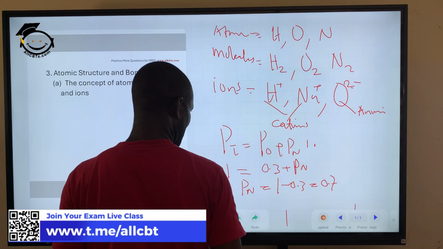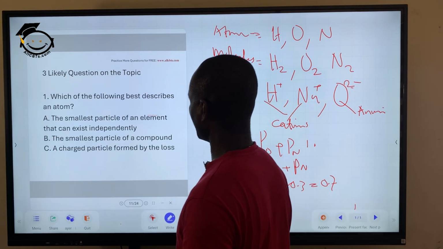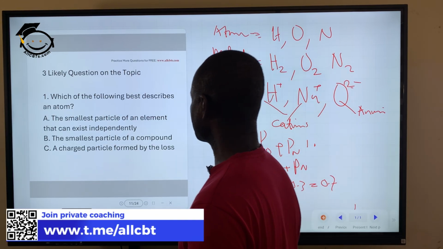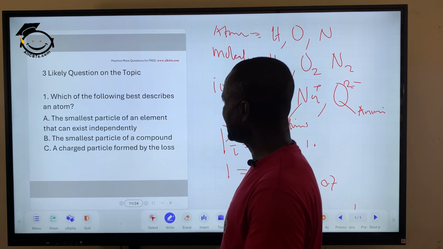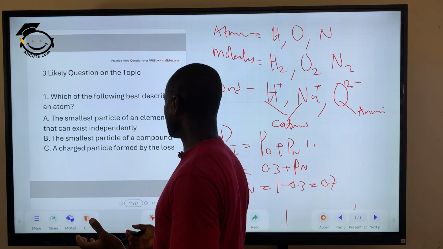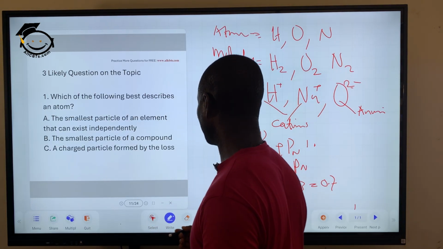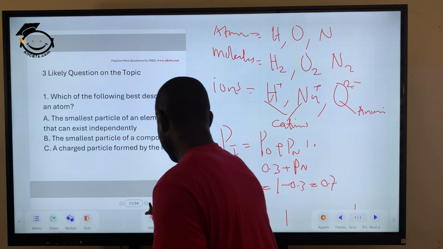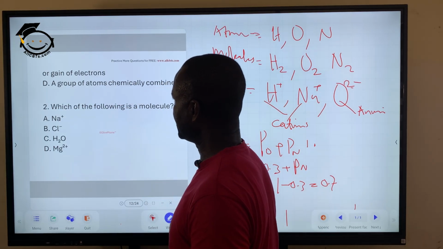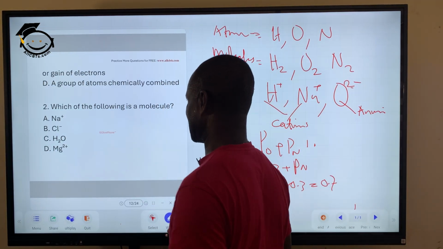So let's look at some likely questions on this. Which of the following best describes an atom? A. The smallest particle of an element that can exist independently. Of course, this is correct. B. The smallest particle of a compound. No. C. A charged particle formed by the loss or gain of electrons, which is no. D. A group of atoms. No. So the correct answer is the smallest part of an element which can exist independently.